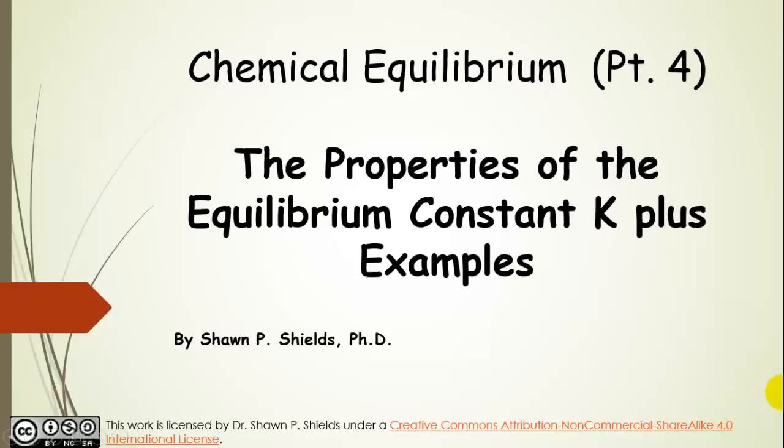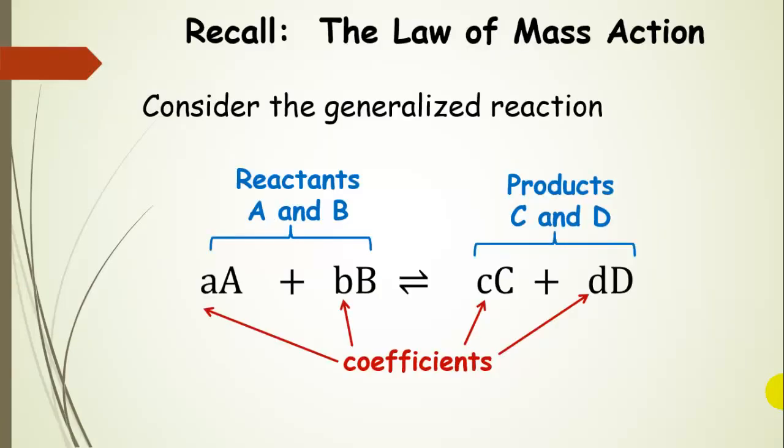Chemical equilibrium, part 4. The properties of the equilibrium constant K plus examples. Before we get started, let's remind ourselves of a few things that we've already talked about.